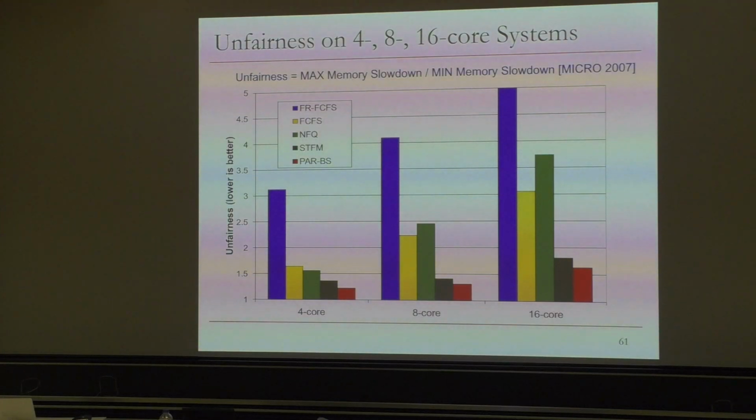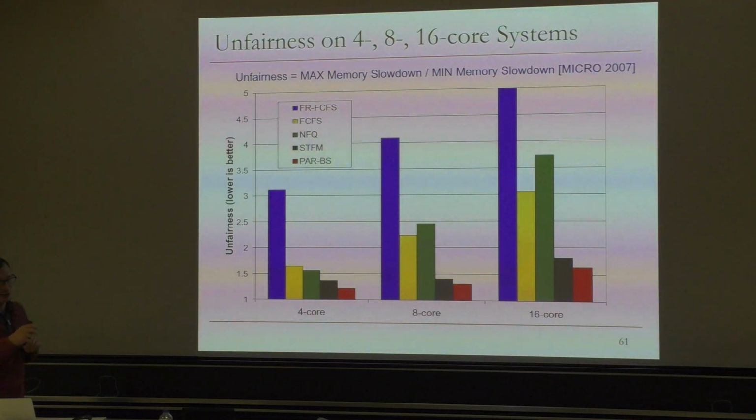Basically, this shows you the unfairness average across many workloads. You can see that row hit first policy actually leads to a very high unfairness. First come first serve, no scheduling, reduces that unfairness, but it becomes worse, as you can see, as the number of cores increases. So first come first serve is not a solution. NFQ is network fair queuing. It's basically bandwidth partitioning. It also is not very good. You don't want to partition the bandwidth.